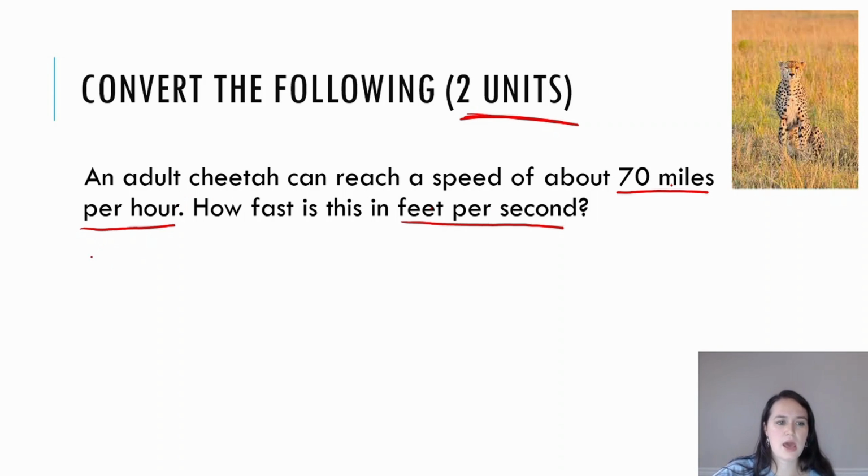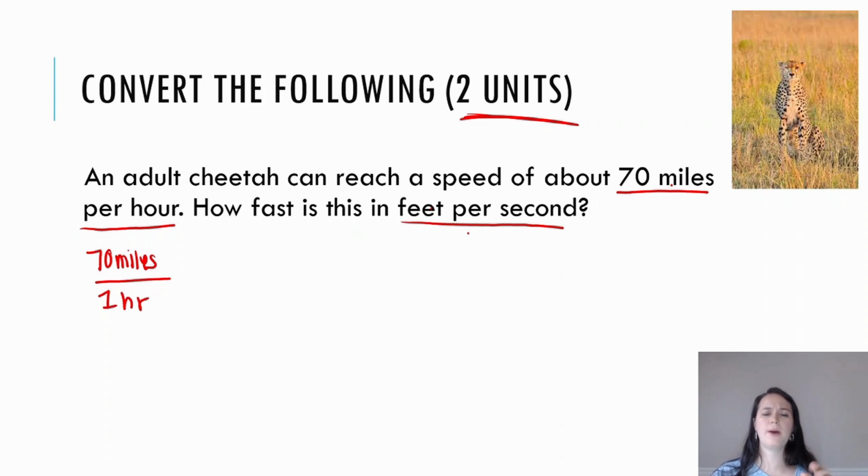So let me write what I have. 70 miles per 1 hour. And then I'm trying to get to feet per second. So don't worry about both of them at once. Do one at a time. So let's start with feet. I'm trying to get miles to become feet. So here's my multiplication. So if I'm trying to get miles to become feet, I'm going to put what I have on the bottom, because miles is right now on the top. So I need to cancel it out, so it needs to go down. So miles is becoming feet here.